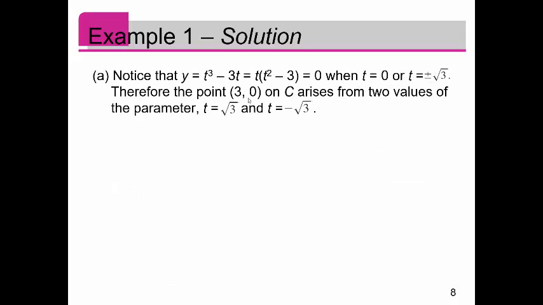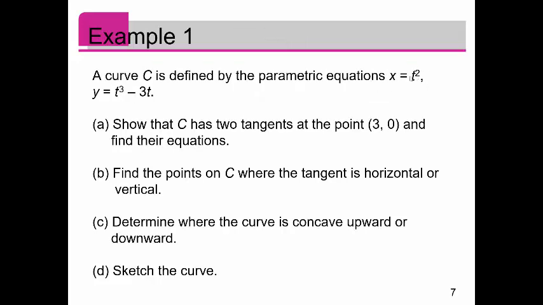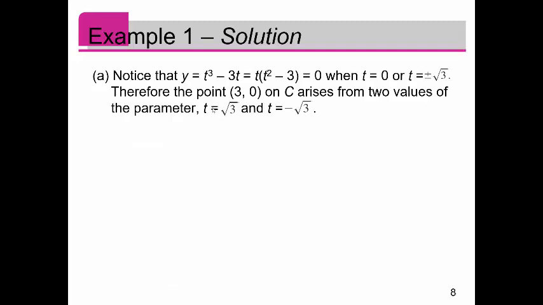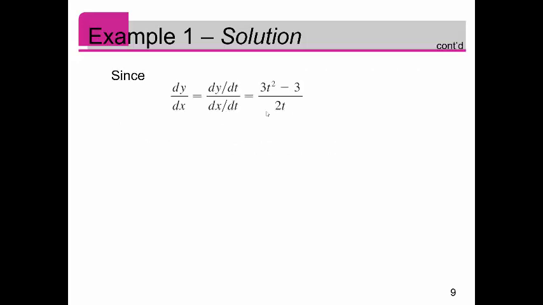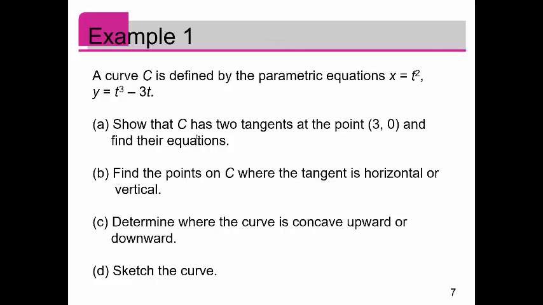So this point (3, 0) on C arises from two values of the parameter: t is equal to the square root of 3 and t is equal to negative the square root of 3. Remember, t equal to 0 doesn't work, because you get x is equal to 0. But because this is one point that two t-values get you to, that means the graph crosses itself there. So when two t-values get you the same point, the graph crosses. And remember what we're trying to do here: show that it has two tangents.